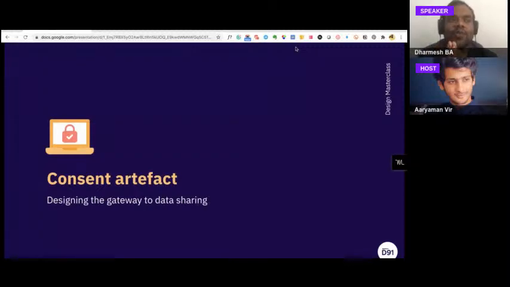So there is a term called affordance in design, right? Affordance is the perception of what you could do with an object. Like the moment you look at a button, you know you could press it, or you look at a switch, you know you would be able to press it. Similarly, if you're designing a consent artifact, the user should be able to know what they can do with it, what they should do with it and what they should not be doing with it, right? So bringing affordance inside the consent artifact is one of the primary things.